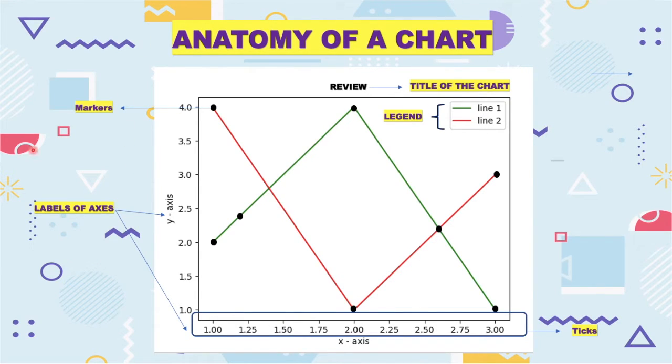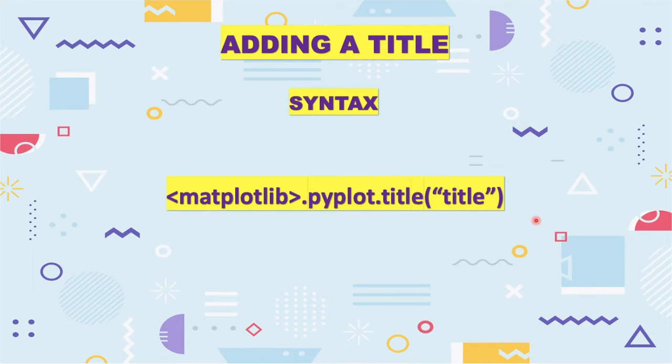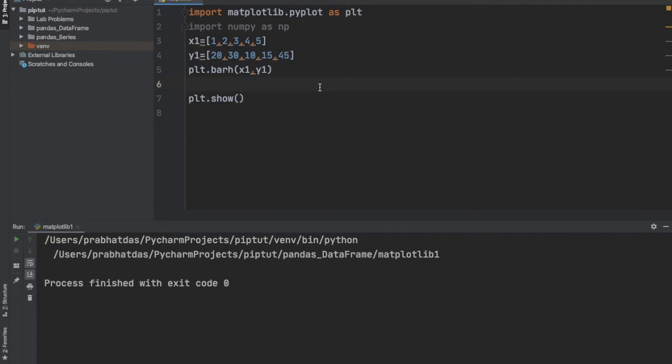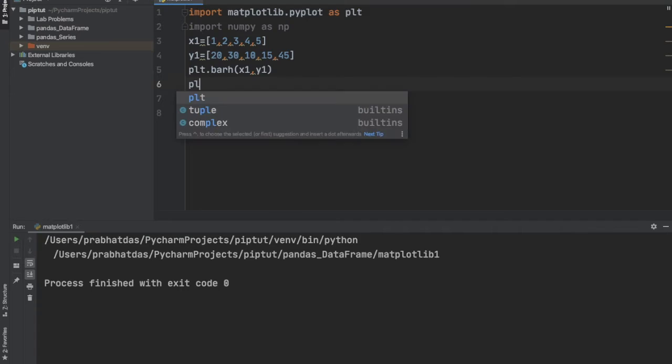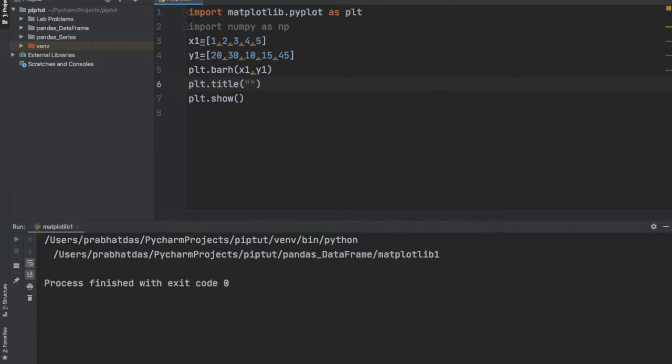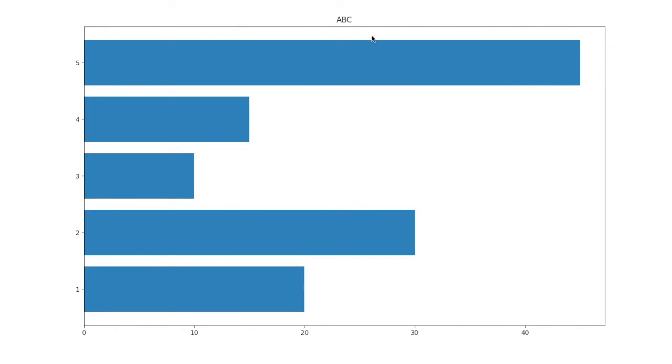Now let us try to add the title to a chart. So in order to add the title to a chart, we will directly use the plt alias name and we will call the title function, and here we will pass our string. As of now, let's set the title as ABC. As I execute this code, we can see we got the output with the title. So this was all about title.